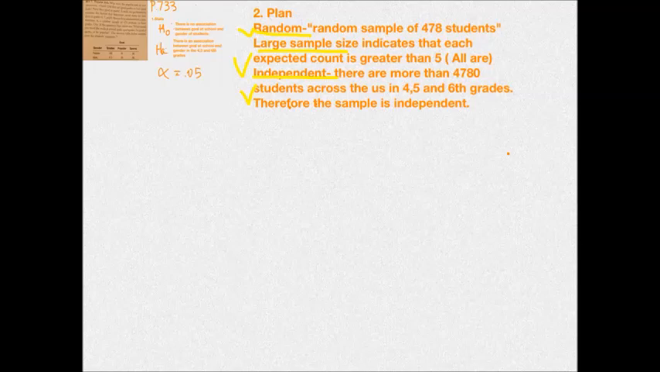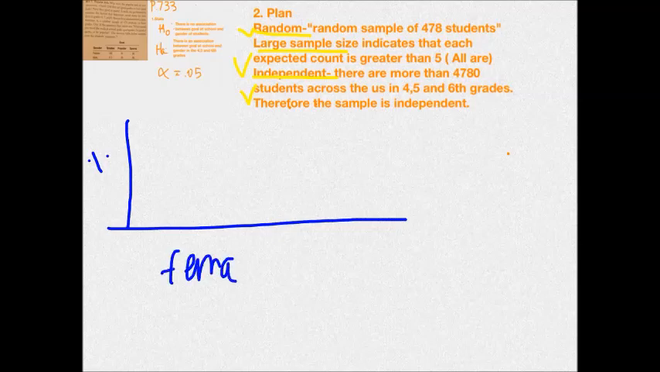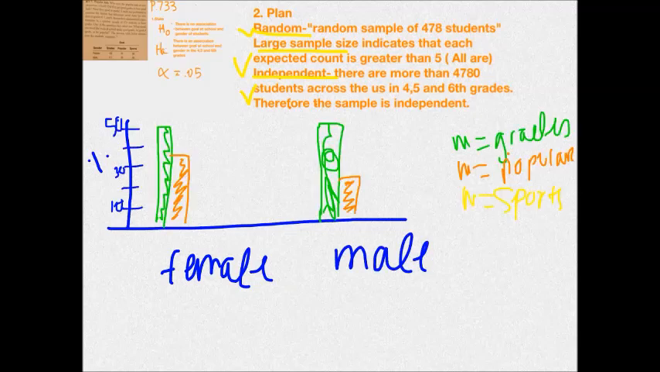We will have 2 bars along these lines. So this will be the percent. And then this would be female. And this will be male. We find the percent of each group that picked each goal. So whether it be grades, popularity, or sports. So I'm just simply graphing those right now.